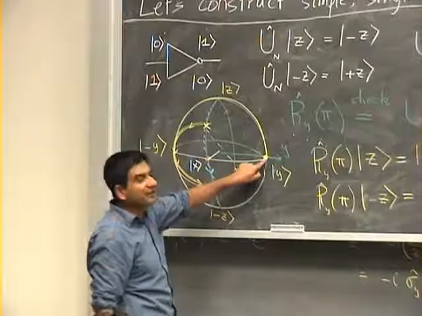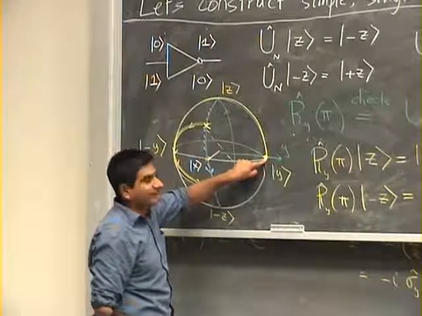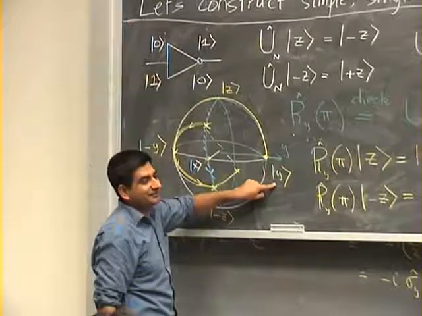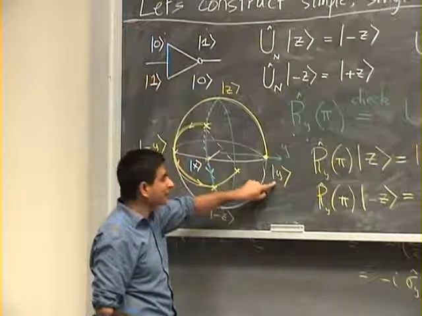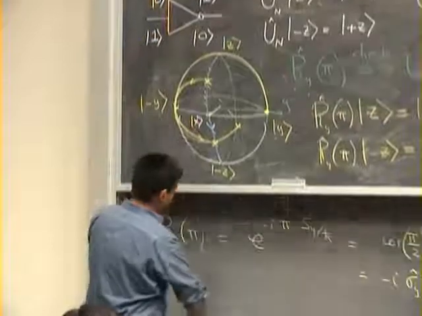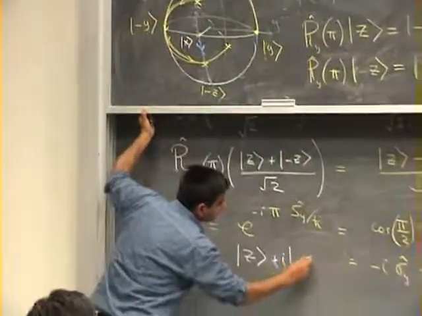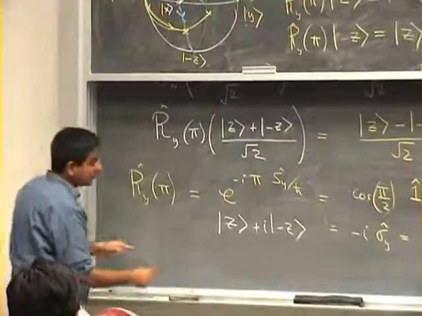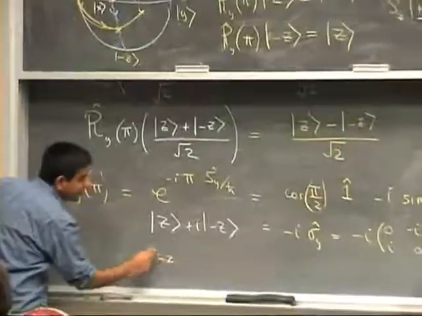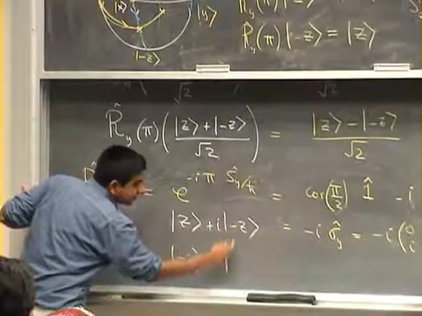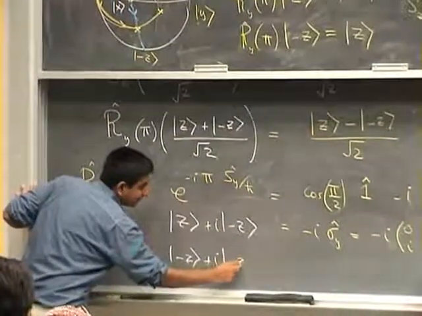If you had a 180 degree rotation on the y-axis, this state will remain unchanged. But that's not allowed because this state is simply ket z plus iota minus z. What you intend to achieve is that this plus z should go to minus z and this iota should remain unchanged and this minus z should go to plus z.